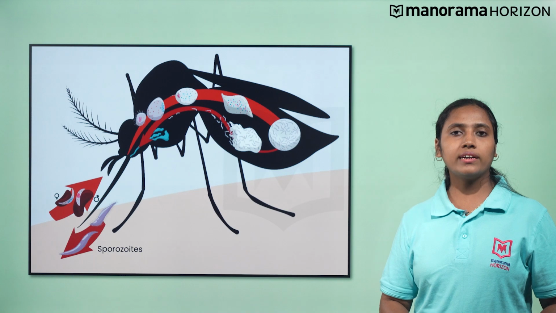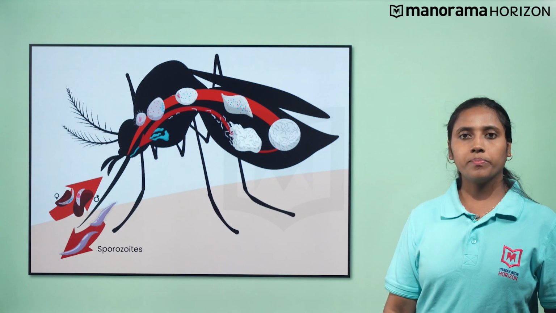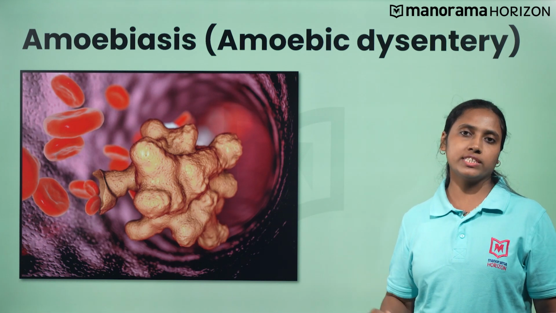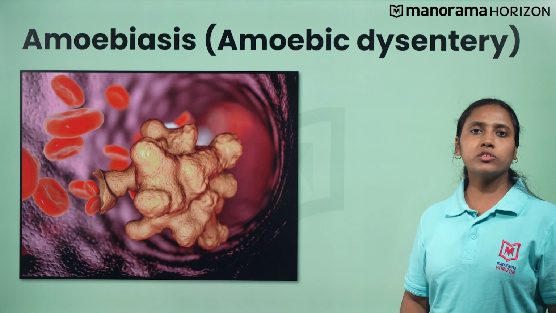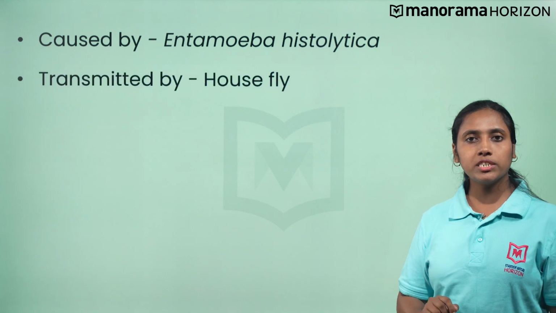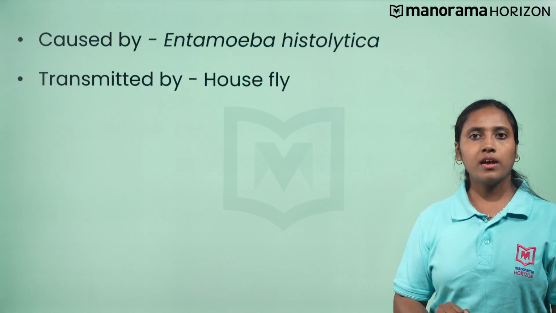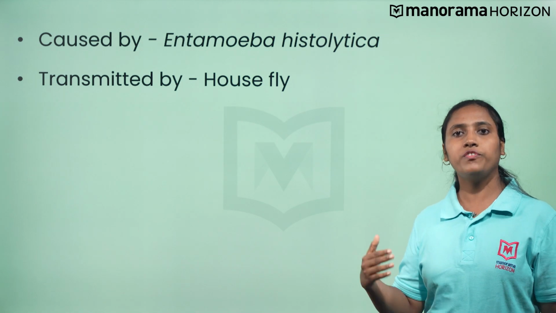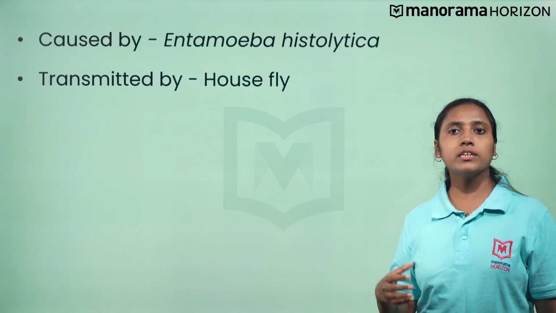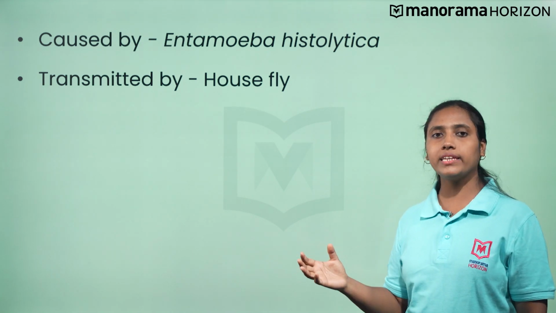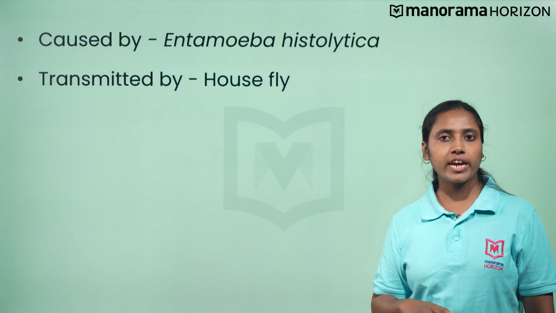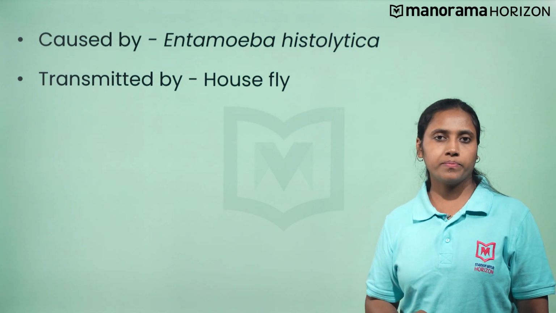Let's now move to another disease caused by a protozoan, that is amoebiasis, which is called amoebic dysentery. It is caused by Entamoeba histolytica. This is transmitted by the housefly. Houseflies carry parasites from feces and drop them onto food and water. A person consuming food left open might get infected with this disease. The disease affects the large intestine and causes blockage there.